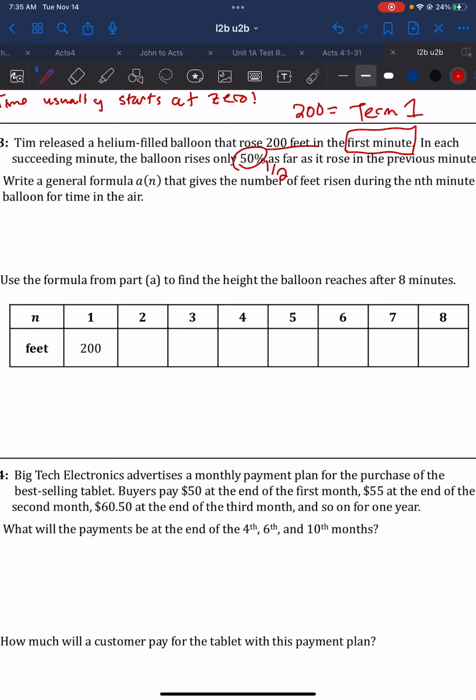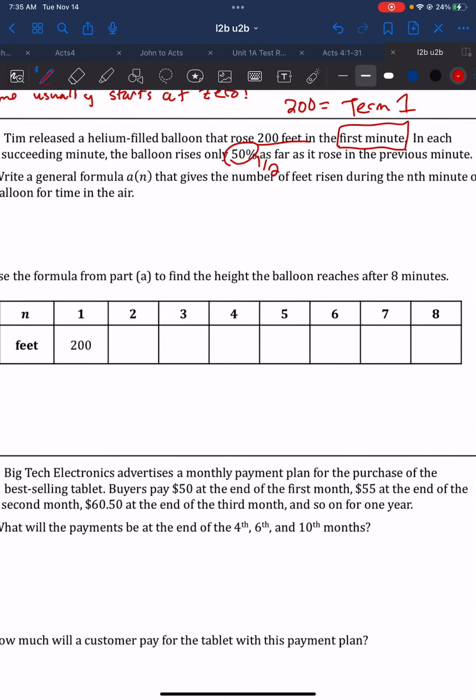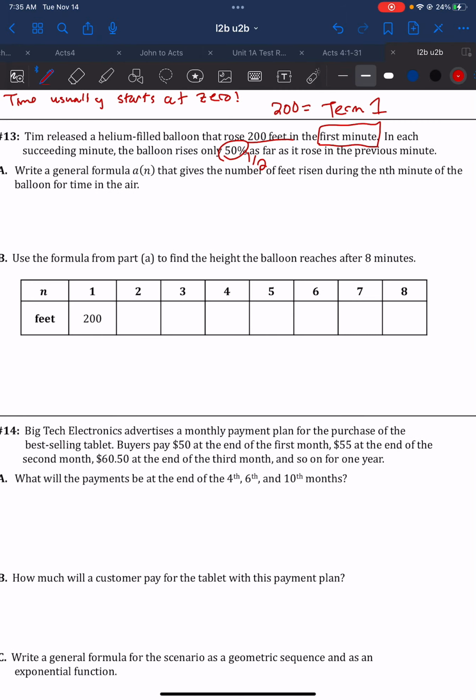Write the general formula A of n that gives you the number of feet risen during the nth minute of the balloon's time in the air. So A of n equals my start, 200. And then every minute after that, it only goes half as high. It goes up, then goes up slowly, goes up slowly, goes up slowly. And then it's going to be 1/2 to the n minus 1.